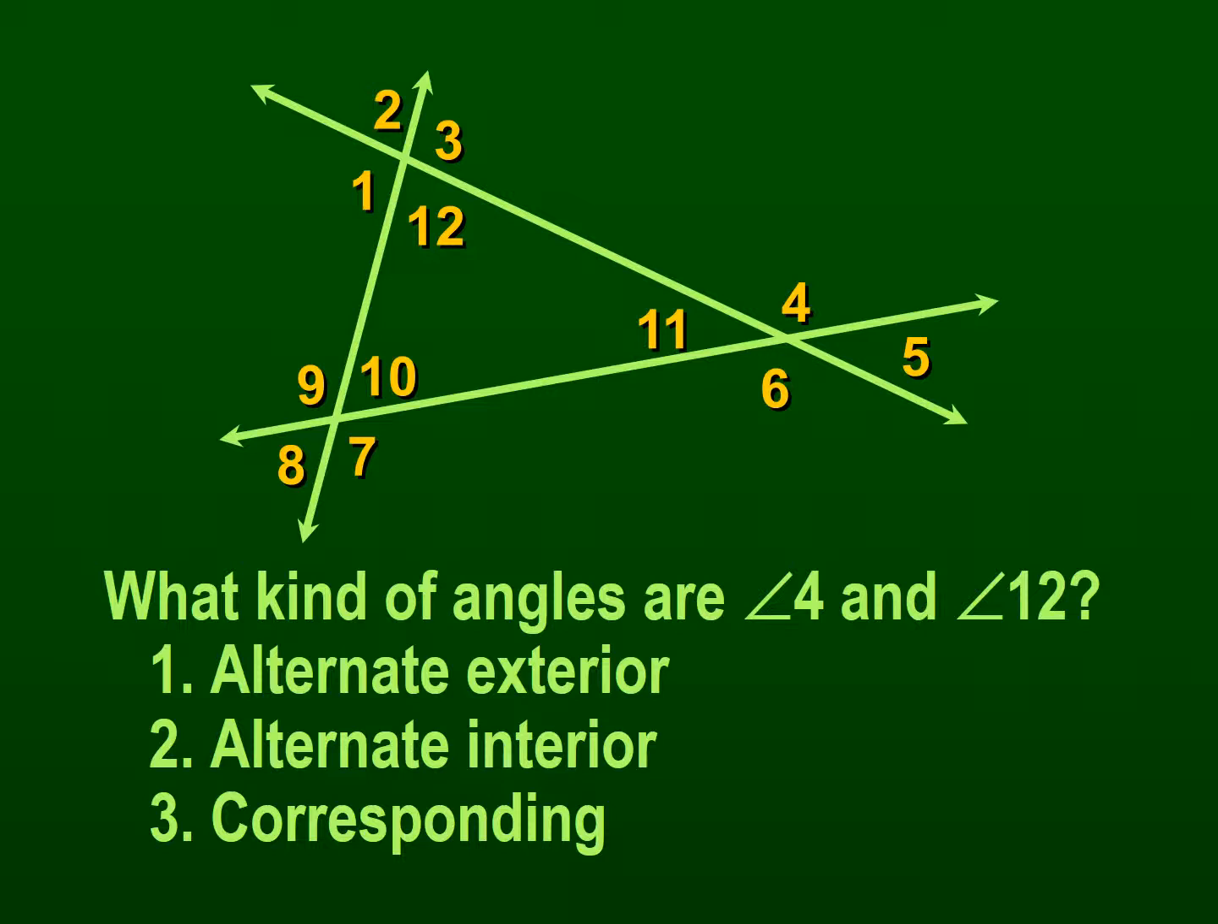All right, what about angles 4 and 12? If you see, they're on alternate sides, right? So they're alternate from the transversal, and they're inside the other two lines, so that means they're alternate interior. So angle 7 and angle 2, those are alternate because 7 is on this side and 2 is on this side. But see how they're on the outside of the other two lines? So that's alternate exterior.